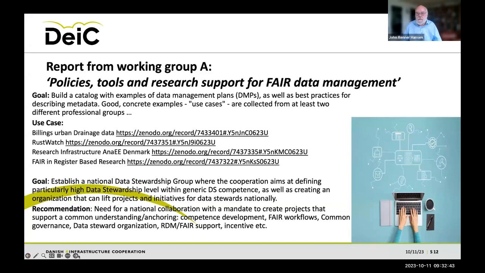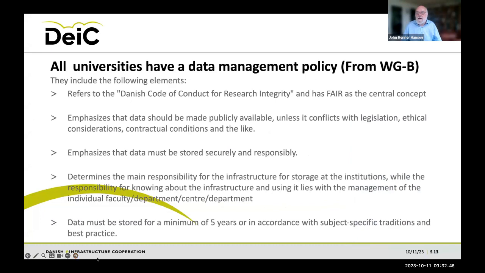Next slide, please. One thing groups A and B realized in their investigation is that all 8 universities have data management policies. And these policies reference the Danish Code of Conduct for Research Integrity, which I stated in my first presentation. It's very important that our strategy links up to this Code of Conduct. It's also stated that data should be shareable, and as open as possible, as closed as necessary.